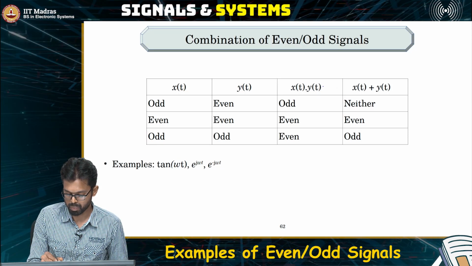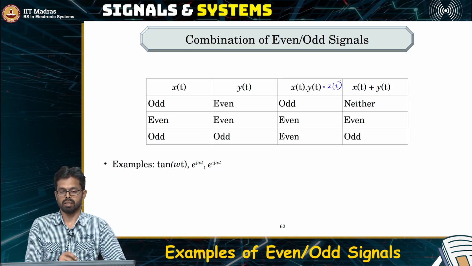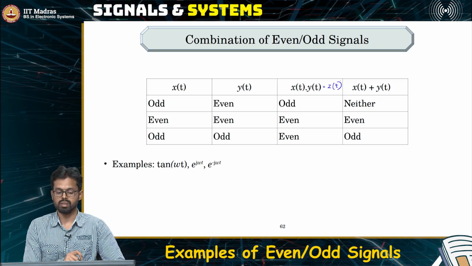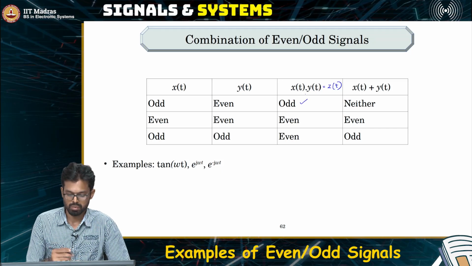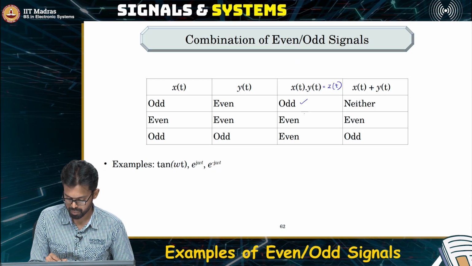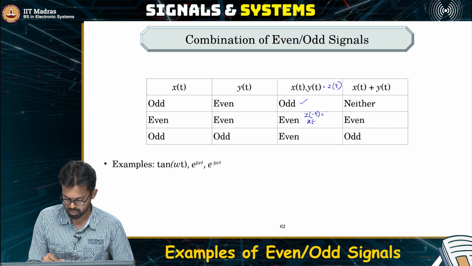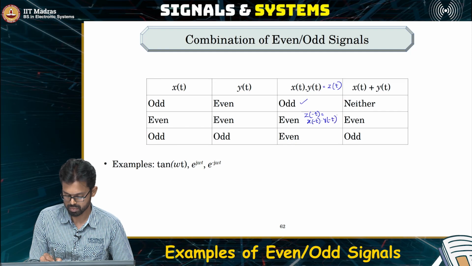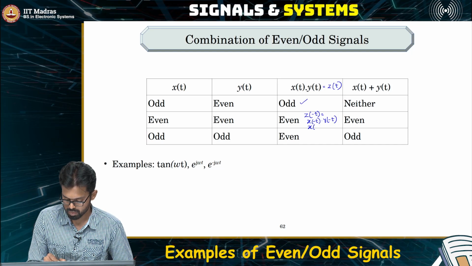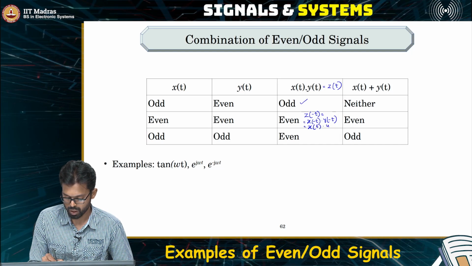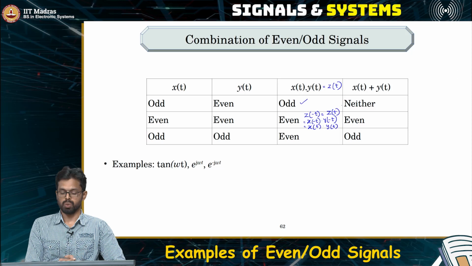So let's call the product of these two signals z of t. Now if let's say one of them is odd, the other is even, then what happens to this product? We already saw that it has to be odd. So this we already saw. Now what if both are even? Then it's simple, right? So z of minus t is going to be x of minus t times y of minus t. Both are even, which is going to make them just x of t and y of t, which is z of t itself. So the resultant is also even.